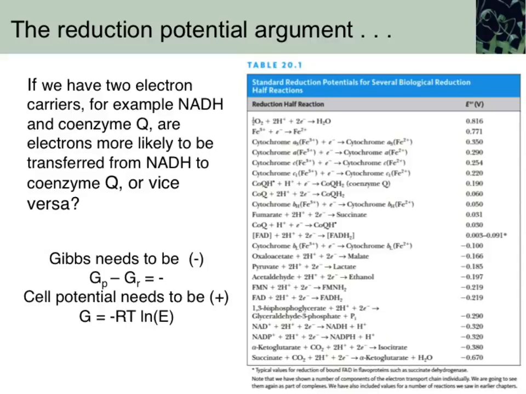So how could we evaluate that NADH must shuttle electrons to coenzyme Q and not the reverse? Whoa, sorry, my screen just freaked out. We could go through and look at where these things are. Ooh, this is going to be hard. I'm going to try to underline this.